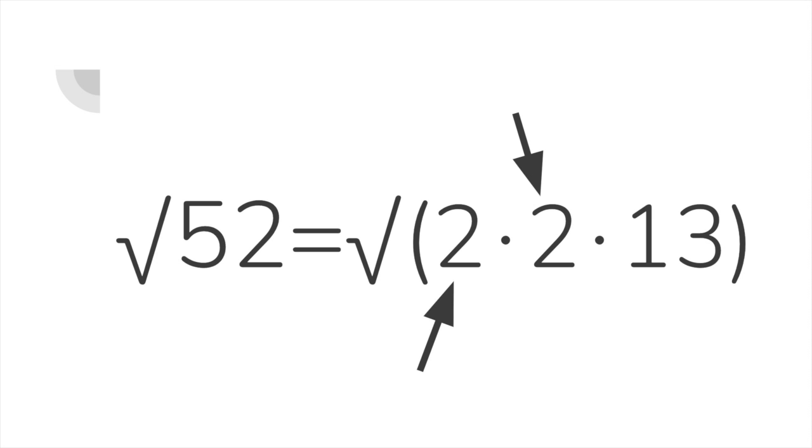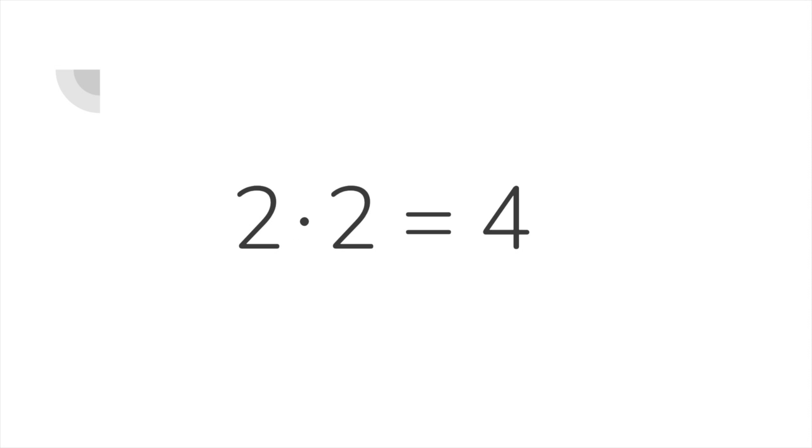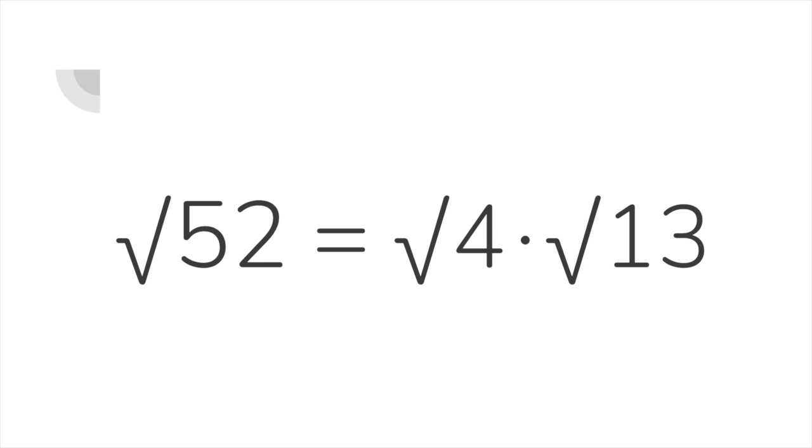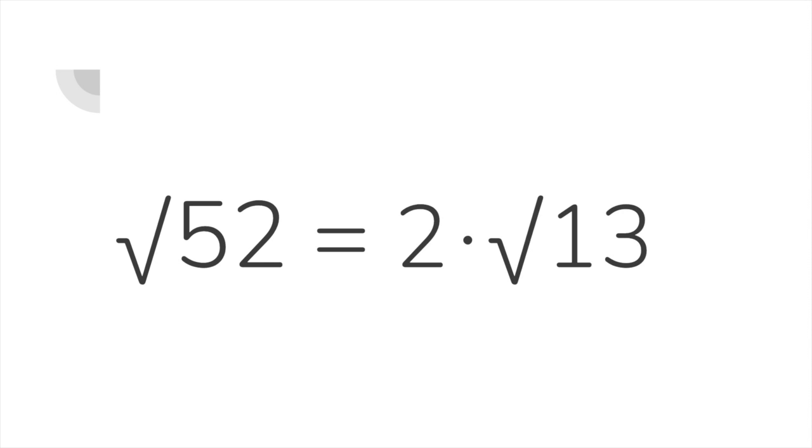The matching pairs we have over here can multiply to form a perfect square, meaning that we can rewrite our equation to be the square root of 4 multiplied by the square root of 13 is equal to the square root of 52. We then take the square root of 4, which is 2, and we have 2 times the square root of 13 as our final answer.